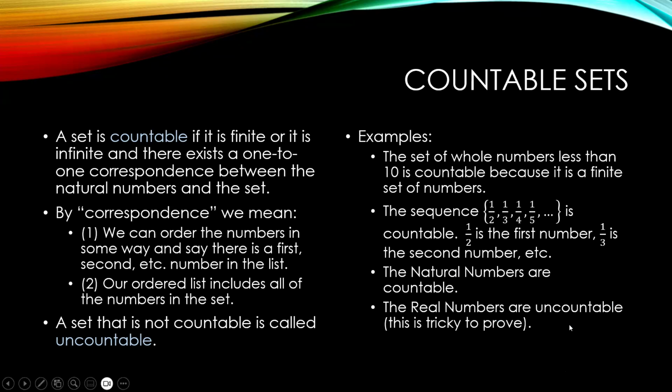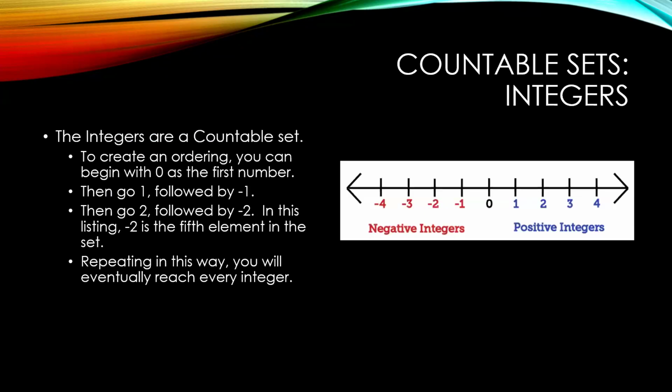The real numbers are uncountable, and this one's a little trickier to prove, so we won't prove it here. But the idea is that there is no correspondence where we can say, oh, 1 is going to be the first value, pi is going to be the second value, square root of 3 is going to be the third value, and so on, and get every single number included in our list. There are too many numbers. We cannot determine a way to describe all of the different numbers in the set. And that's a problem. Let's look at some of the other sets.